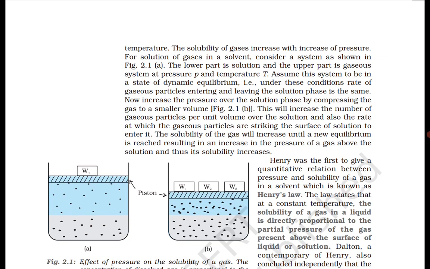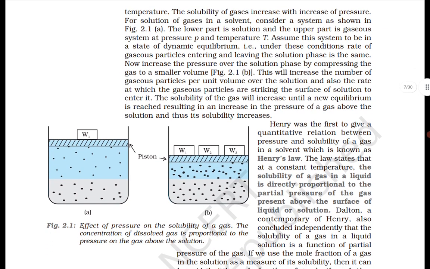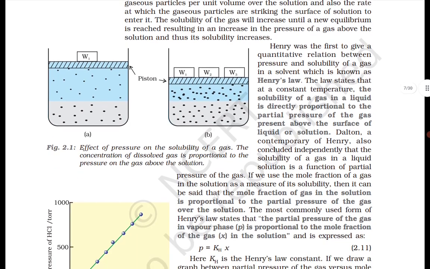Now increase the pressure over the solution phase by compressing the gas to a smaller volume, figure 2.1b. This will increase the number of gaseous particles per unit volume over the solution and also the rate at which the gaseous particles are striking the surface of the solution to enter it. The solubility of a gas will increase until a new equilibrium is reached, resulting in an increase in the pressure of the gas above the solution, and thus its solubility increases.